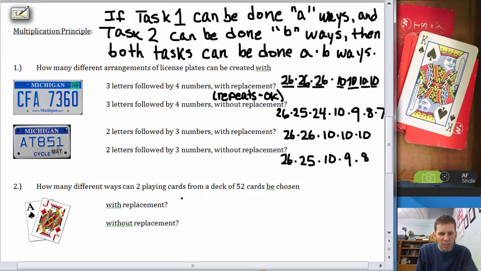There are 52 possible options for the first card, and there are 52 possible choices for the second card. This is the number of ways that 2 different playing cards can be chosen from a deck. And they don't have to necessarily be different. They could be 2 of the same cards.